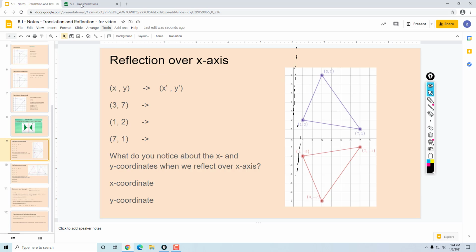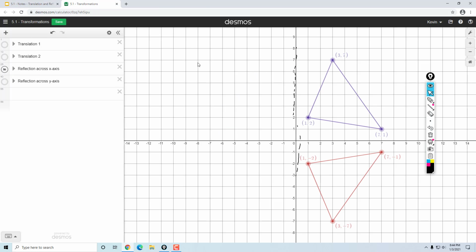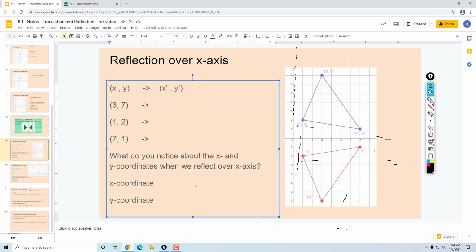So when we reflect over the x-axis, notice that 1 here stays the same, but 2 becomes -2. 3 stays the same, 7 becomes -7. 7 stays the same, 1 becomes -1. So for reflection across the x-axis, the x-coordinate stays the same, and the y-coordinate becomes, we multiply by -1. So positive becomes negative, negative becomes positive. That's what we get.